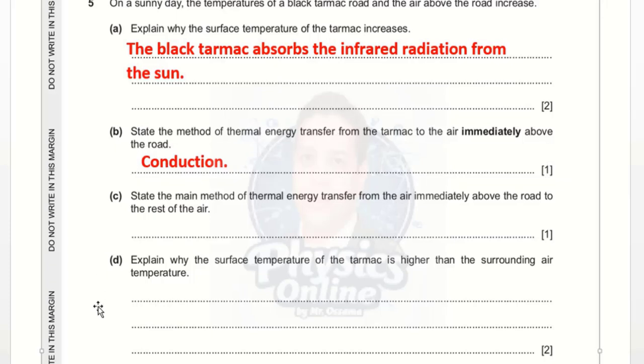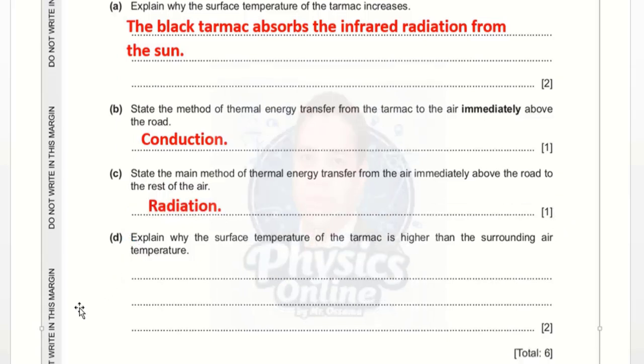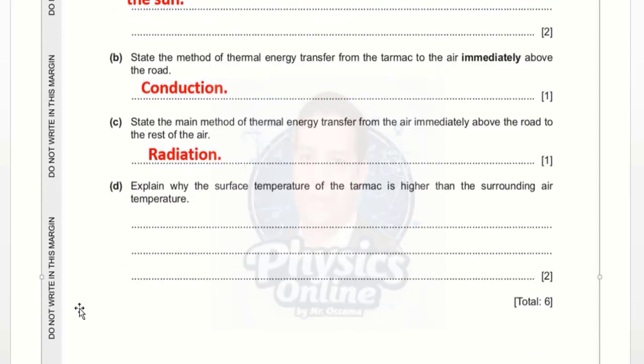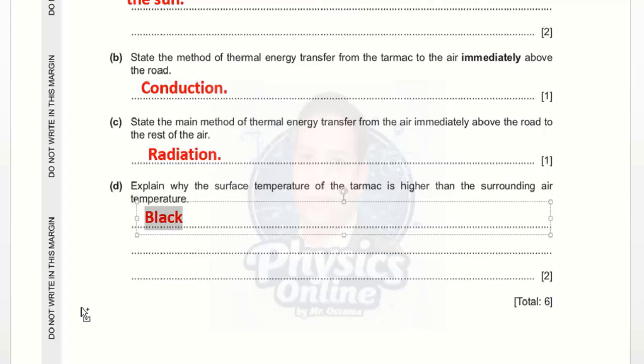State the main method of thermal energy transfer from the air immediately above the road to the rest of the air. From the air to the other parts of the air, it is convection or radiation, but it travels upward, so it is convection. Explain why the surface temperature of the tarmac is higher than the surrounding air temperature. This is black, so as we studied, black tarmac is a good absorber and a good emitter.